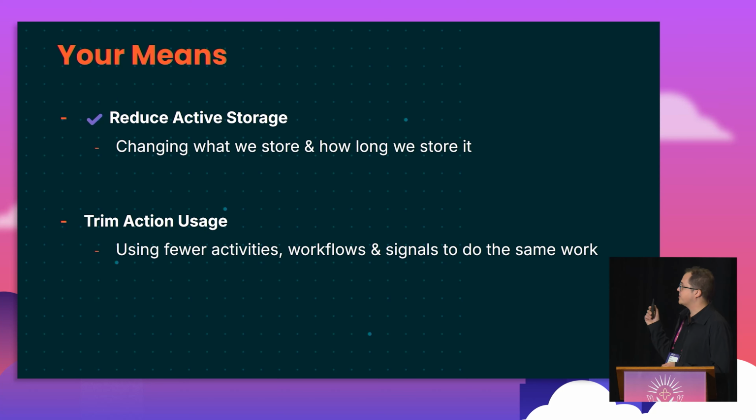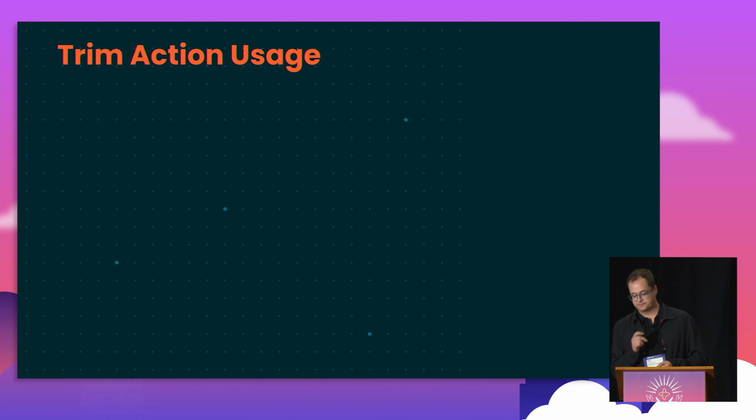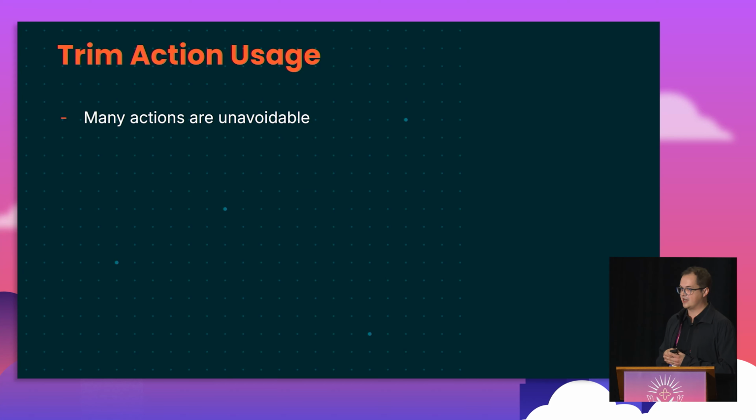So those are the techniques I want to talk about regarding active storage. We're going to move into talking about the action costs. And with action costs, again, kind of like your workflow history, if you have a complicated workflow, you're going to have a lot of actions. It's just kind of unavoidable to a degree.